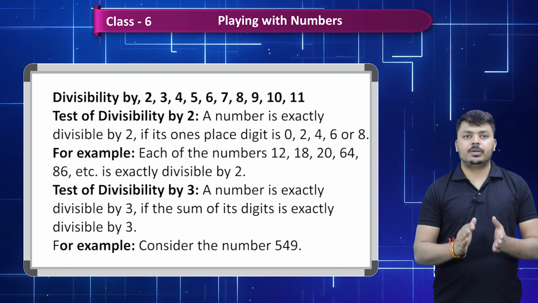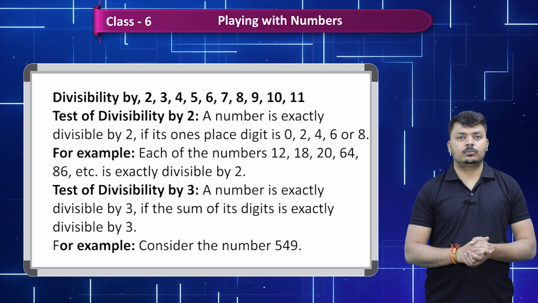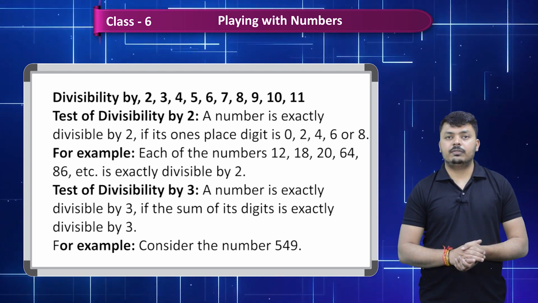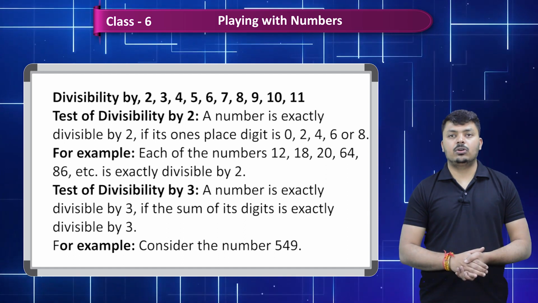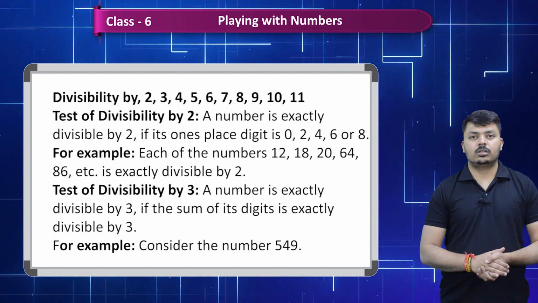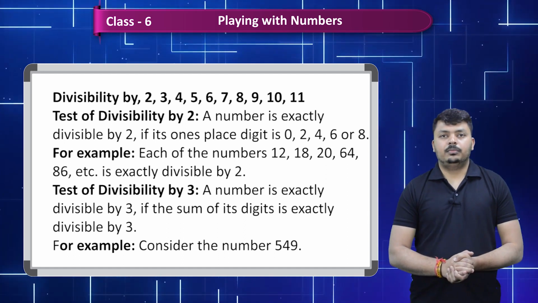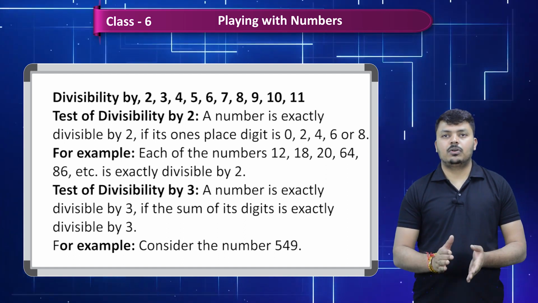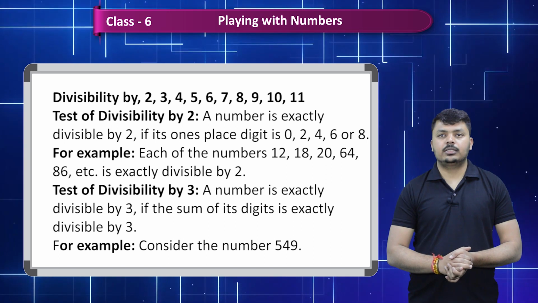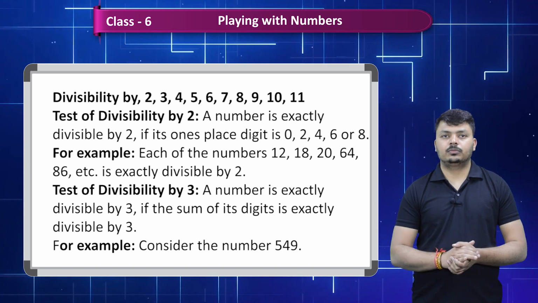Test of divisibility by 2. A number is exactly divisible by 2 if its ones place digit is 0, 2, 4, 6 or 8. For example, each of the numbers 12, 18, 20, 64, 86, etc. is exactly divisible by 2.